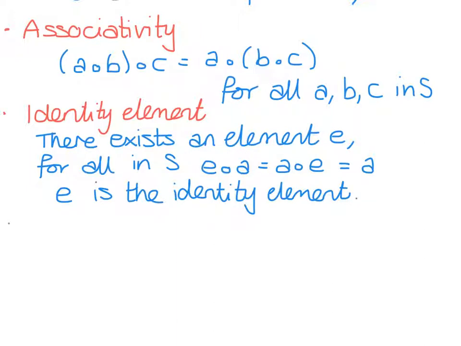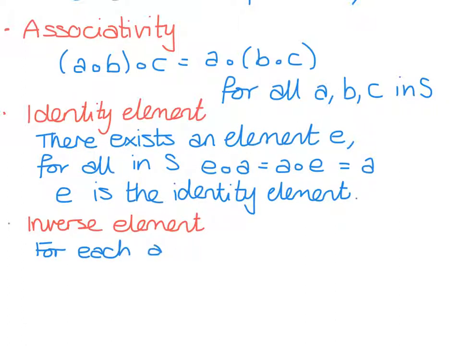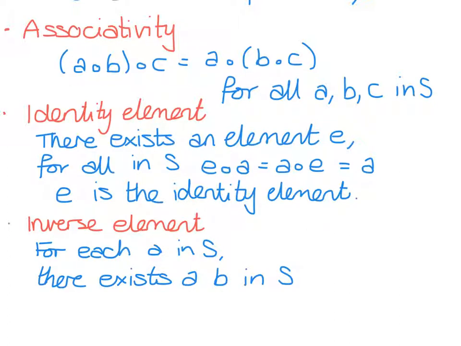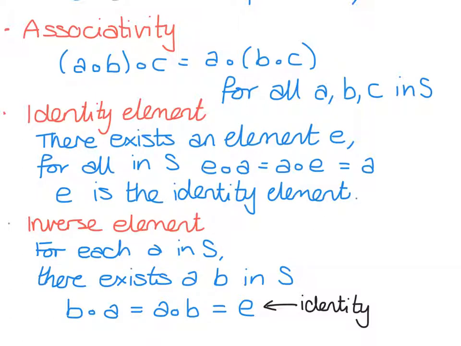Now let's look at an inverse element. If a set S has a closed binary operation, then for each element A in the set S, if there exists an element B in the set S, such that you can apply the binary operation between B and A, and that's going to equal the binary operation applied to A and B, which is going to equal the identity element E, then B is known as the inverse.